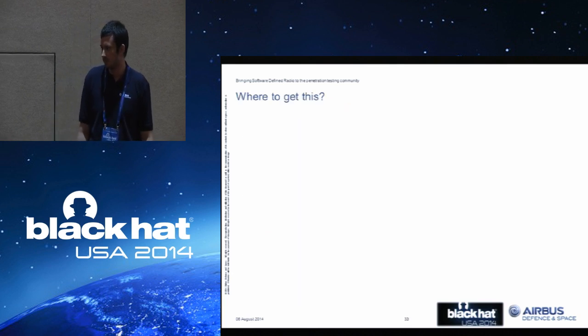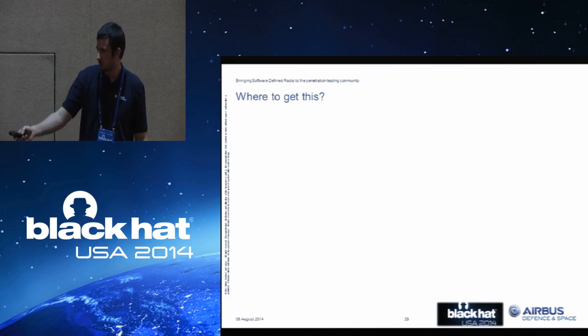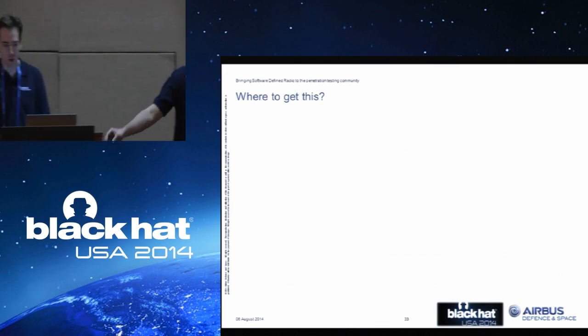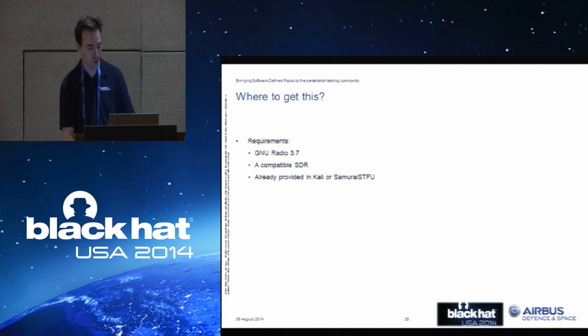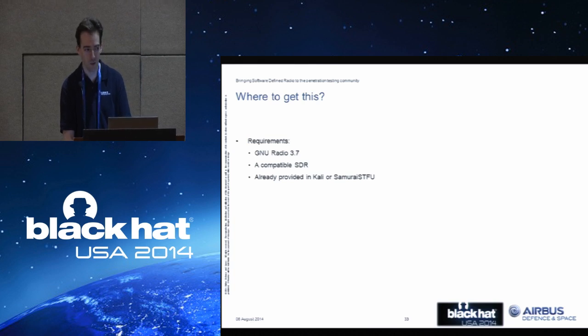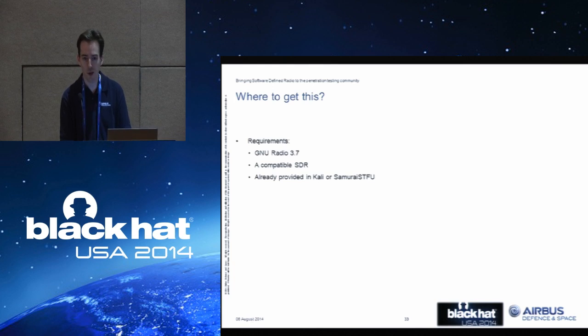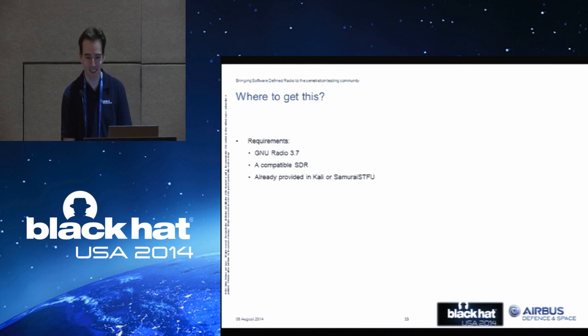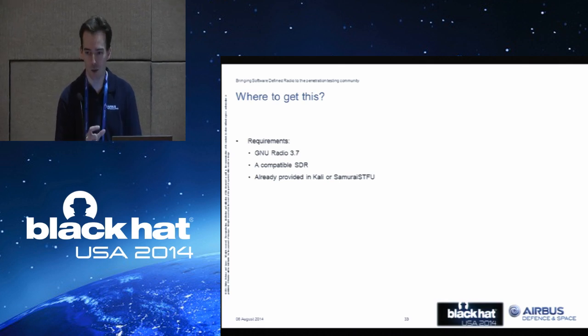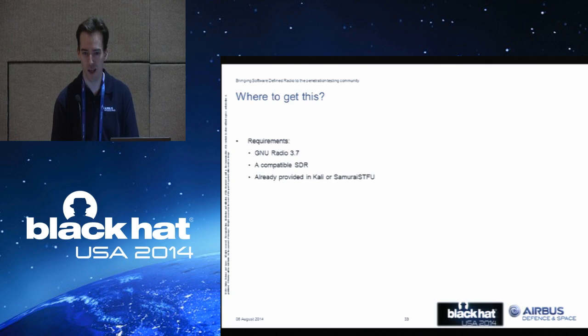Okay, so where to get this tool. All you require is GNU Radio 3.7. Be careful, because 3.7.5, which is the upcoming development version, just breaks the UHD blocks, in a pretty nasty way. It's just the UHD sink, the block that is responsible for transmitting packets with a USRP.